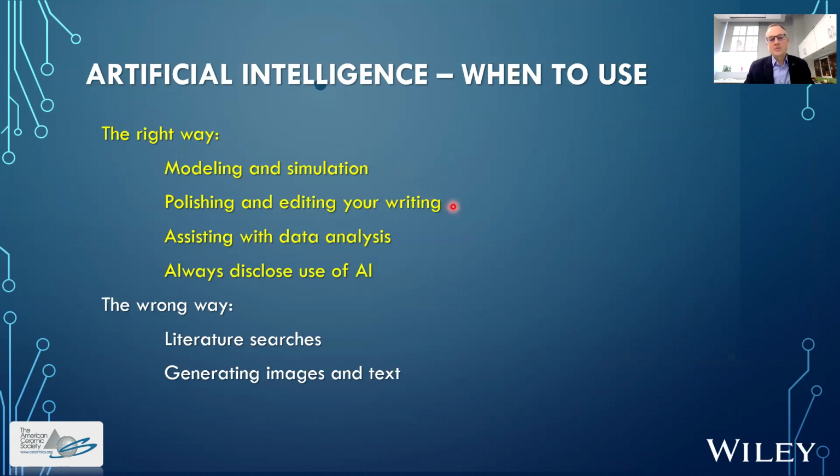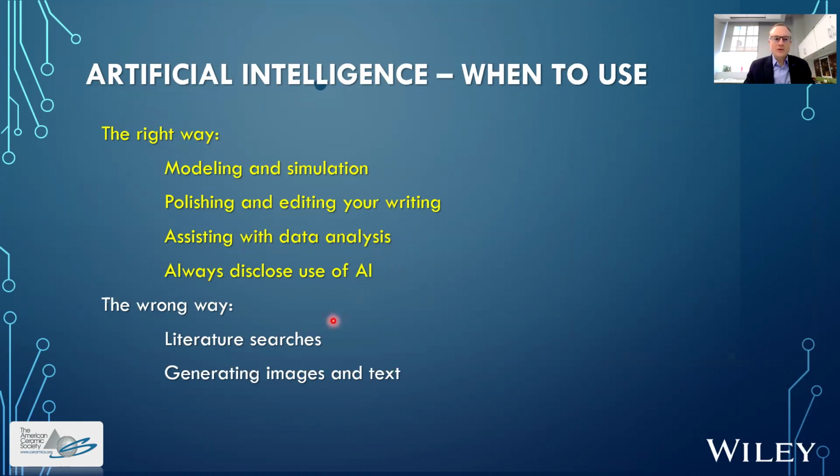AI tools can also be used for editing of your writing and for polishing of your writing. They just can't be used for generating text. AI tools can also be useful for assisting with data analysis to help pull out trends that may be difficult to discern just as a human analyzer of data. The important thing is that you always disclose your use of AI and spell out exactly what it is you're doing and why you're doing it in your article.